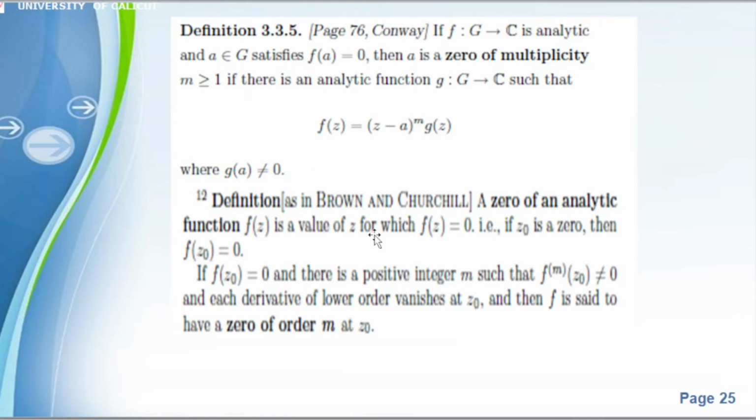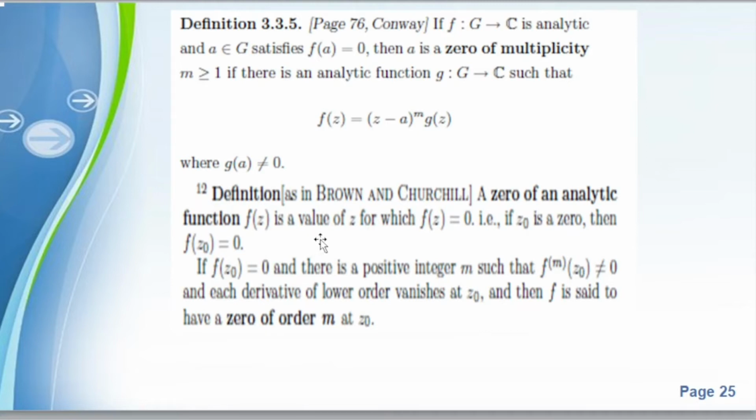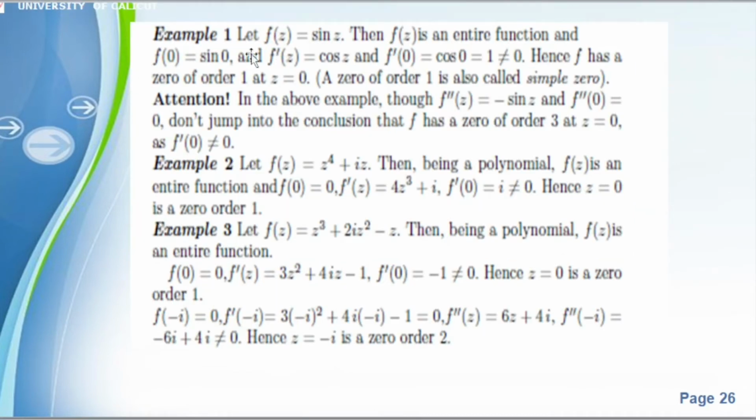A zero of an analytic function f(z) is a value of z for which f(z) is equal to 0. If z0 is a zero, then f(z0) is also 0. If f(z) is equal to sin z, then f(z) is an entire function and f(0) is sin 0, which is 0. f dash of z is equal to cos z, so f dash of 0 is cos 0, which is 1. So f has a zero of order 1 at z equal to 0.